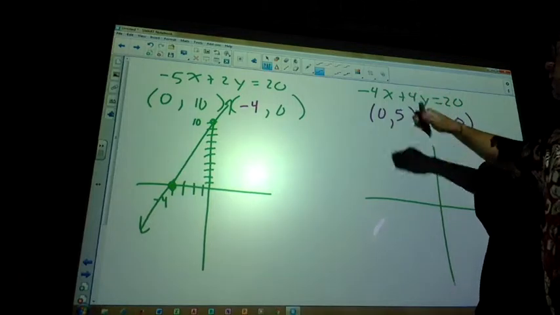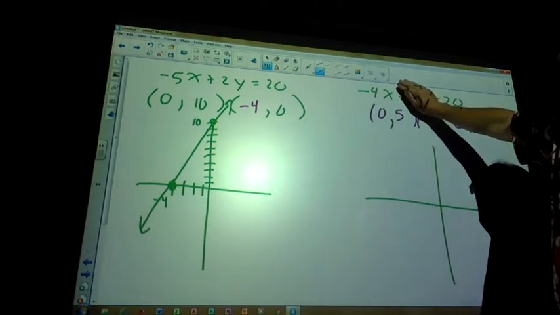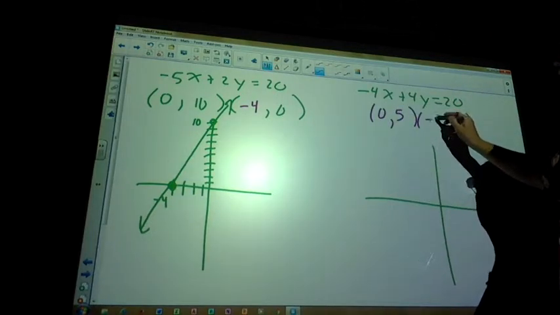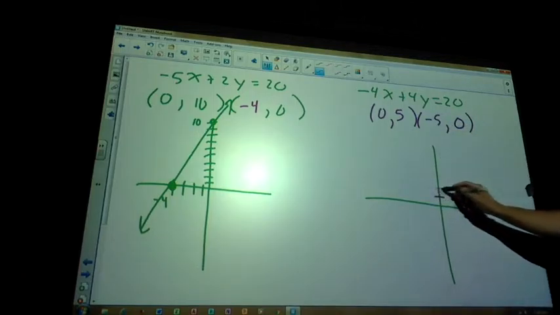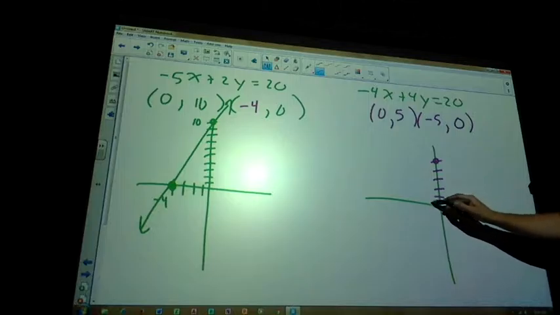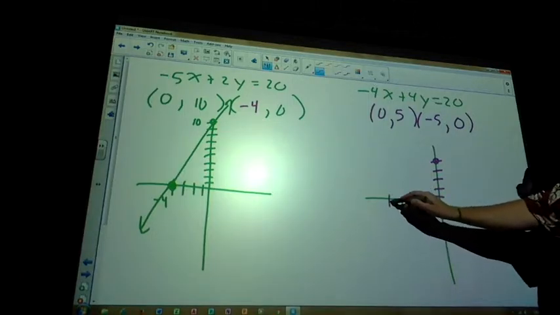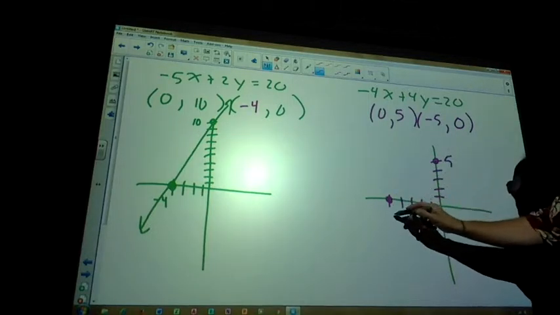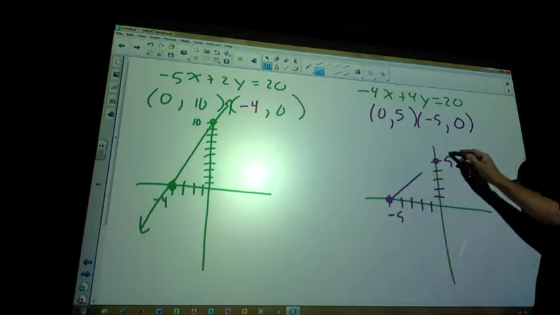So that goes in here. And how does that work? -5. There you go. So let's plot both of these. 0, 5. And -5. Is that all right? Connect the dots.